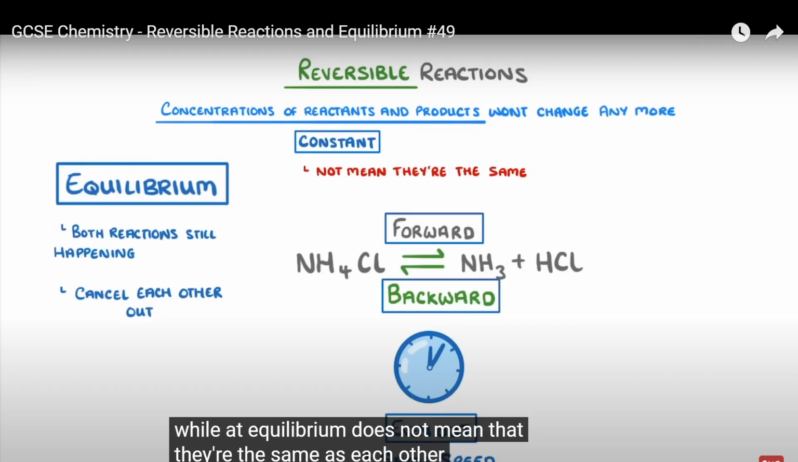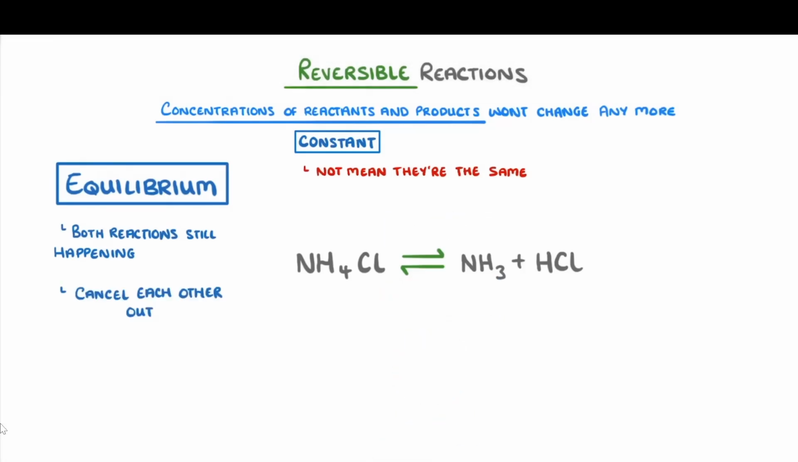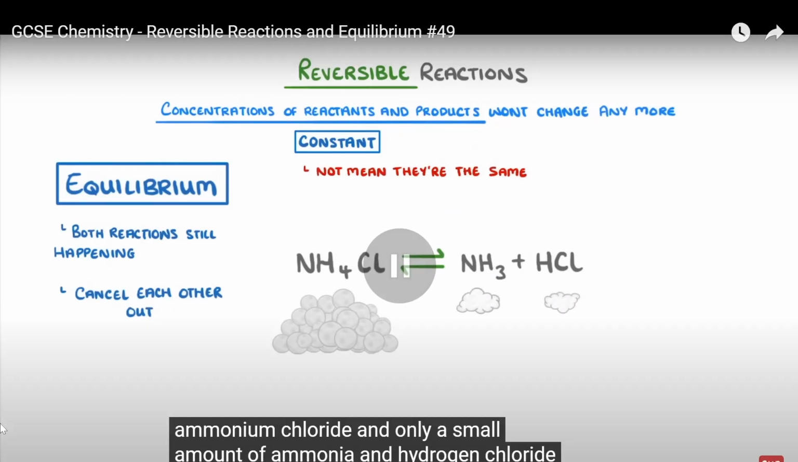So you're going to see little diagrams here where the amount of products gets bigger or smaller depending on the conditions of the equilibrium. For example, there could be lots of ammonium chloride and only a small amount of ammonia and hydrogen chloride. So this would be a situation where you have lots of reactant, but not very much product.